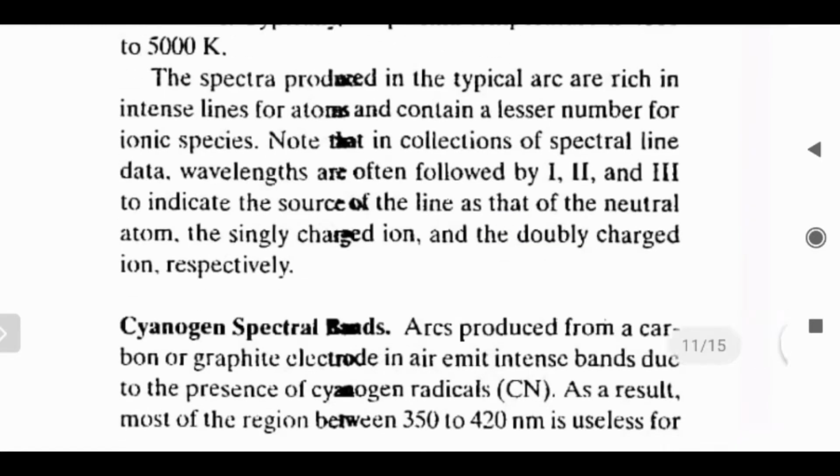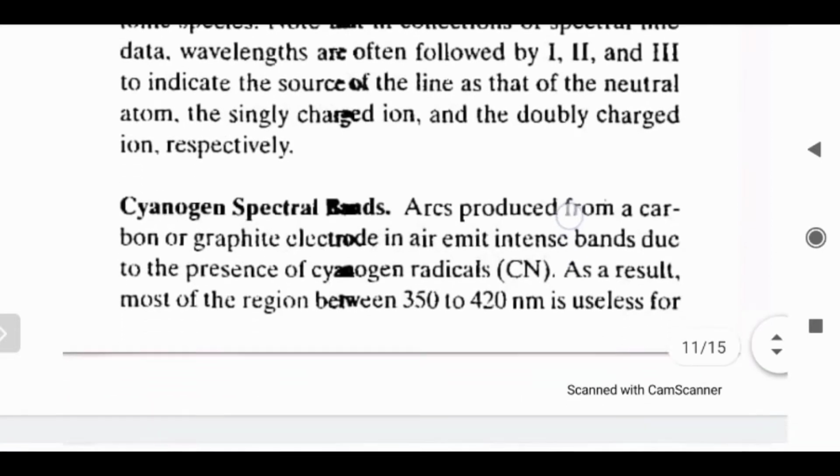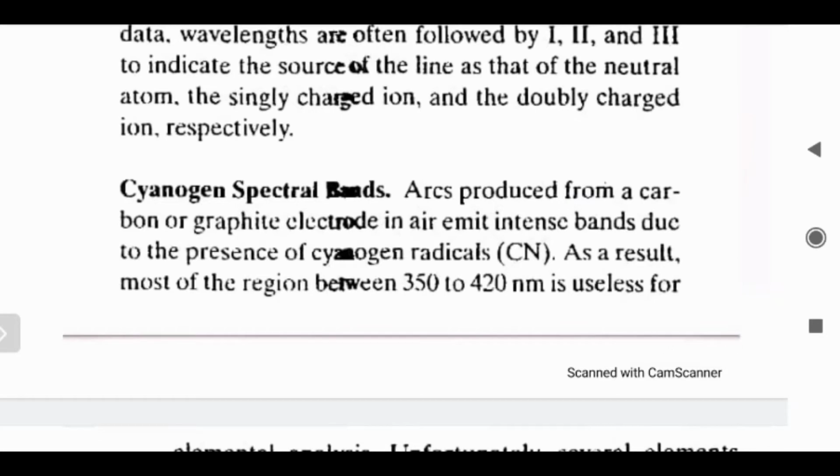So there is one limitation for the arc sources, and that limitation is the cyanogen spectral bands. So what are these cyanogen spectral bands, that we will see here. Generally the arcs which produce the spectrum use which type of electrode? Graphite electrode. And graphite contains carbon.